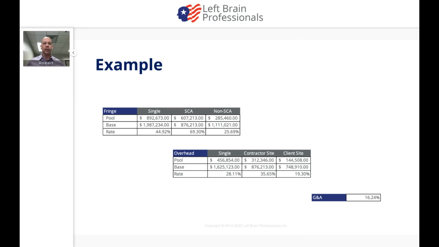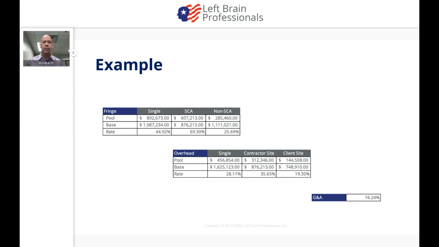And here's an example of what it looks like. So under the blue column are my pools there. What I want you to see, look first only at the first gray column that says single. So this is my approach. It says I've got a single fringe and a single overhead. You'll see that my single fringe rate is 44.92%. My single overhead rate is 28.11%. And I only have one G&A, so it's by itself down there in the corner.